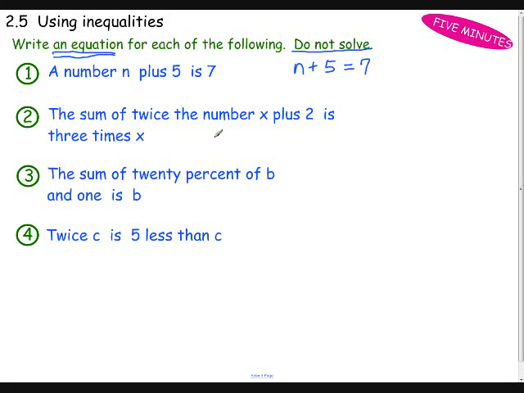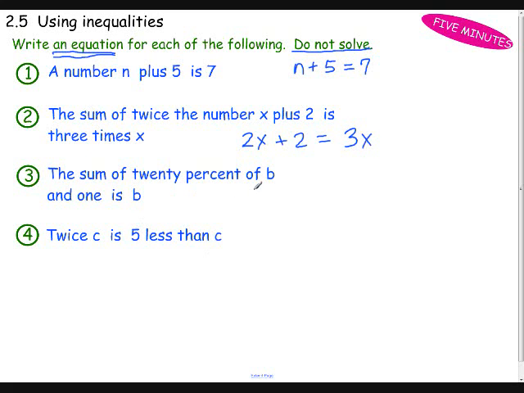For the most part, when you're doing word problems, it's coming up with your statement that is most difficult, your algebraic statement. The sum of, so we're going to be adding something here, the sum of twice the number x, so 2 times x, and here's where we get into the sum, plus 2 is, there's our equals, 3 times x.